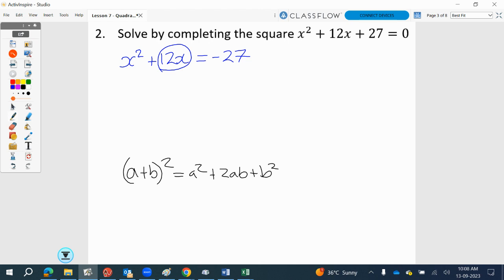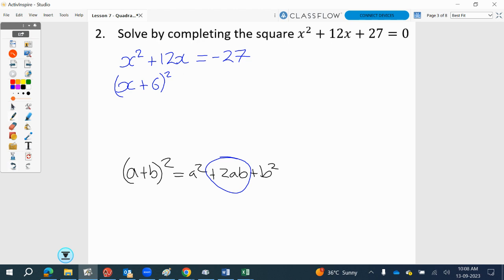So we're going to be focusing on this term here, 12x. 12x is going to be this term here. So it's 2 times a, which is x, and then b, which is 12. Well, we have to find b, sorry. So if 2ab is 12x, then b has to be 6. So we're going to go for an (x plus 6) squared.